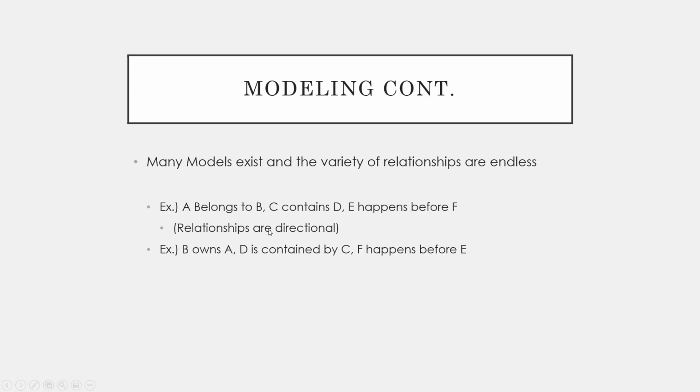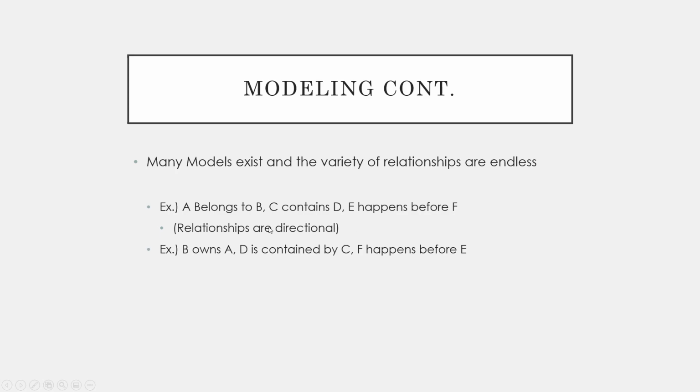We don't know what A, B, C, D, E, or F even are. We don't know if they're numbers. We don't know what they are. But we can wrap our heads around it: okay, A belongs to B somehow, D is contained inside C somehow, and E must happen before F, right? That's a very basic model, but we can understand what that's saying even though we don't know what these letters represent.